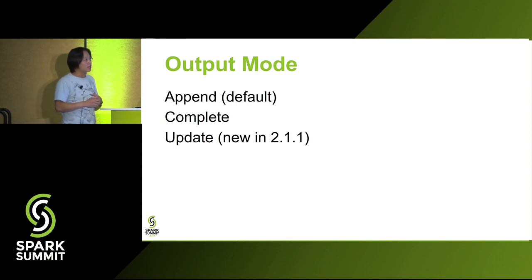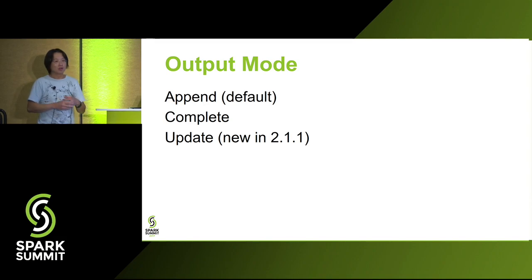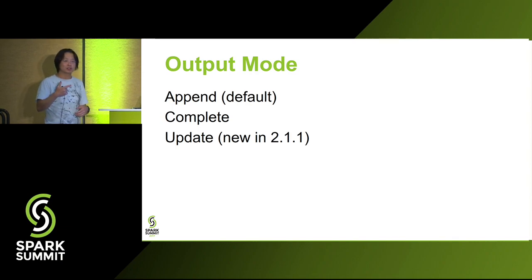The reason is it divides your output into different modes that are described here. For example, when you set your output mode to append, that means only the new stuff gets written to the sink. When you say complete, then every single iteration that runs will have the complete set of data. And when you have update, which is new, it will only output what's actually changed.